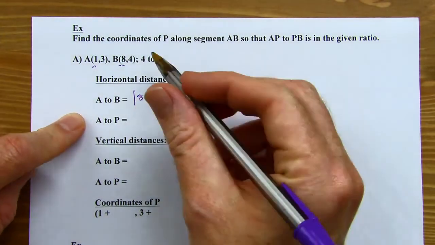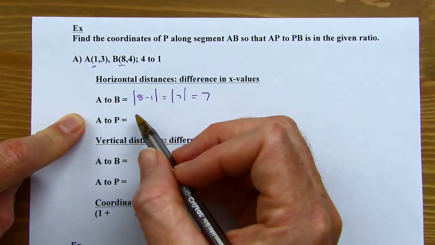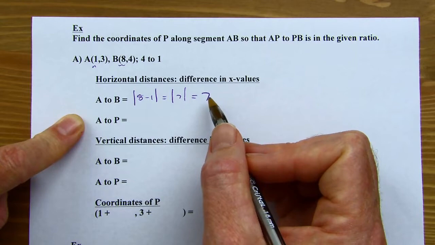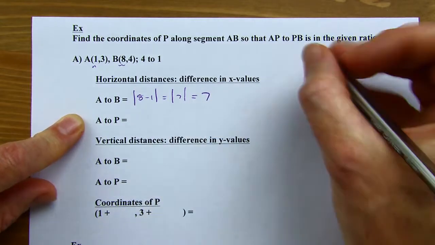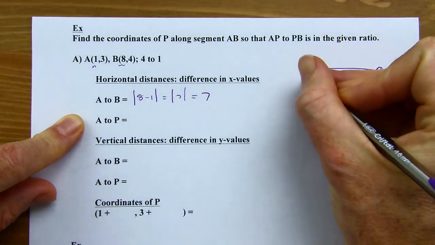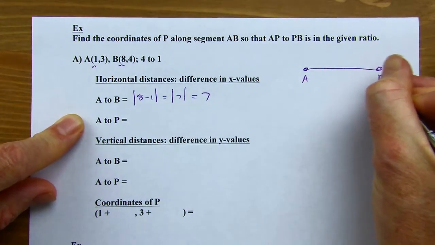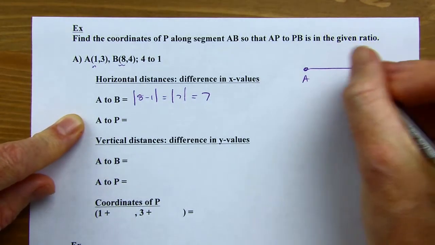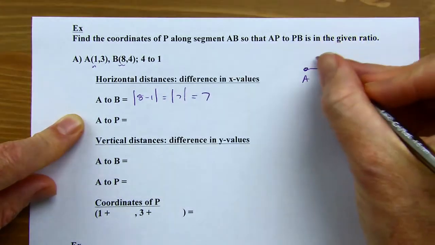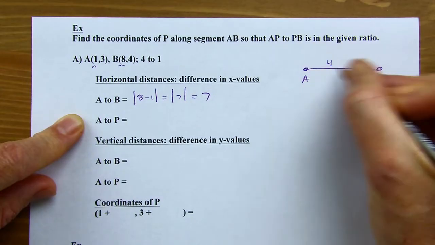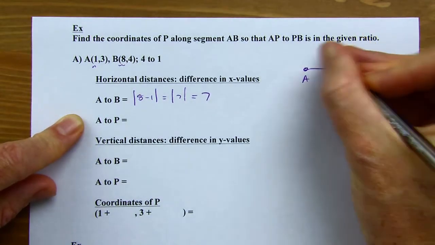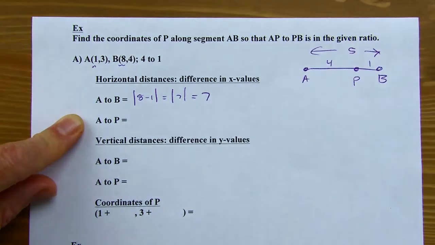Okay, and then I'm thinking 4 to 1. A lot of people are going to say, oh, I'll take 4/1 of 7. Well, that doesn't make sense. That would be 28, right? So I said I wasn't going to draw this out, but I lied. Here's segment AB, and P is going to be somewhere along there. It's a 4 to 1 ratio, so we're going to go 4 units in that first bit and 1 unit in the second bit. So it has a total length of 5 units.